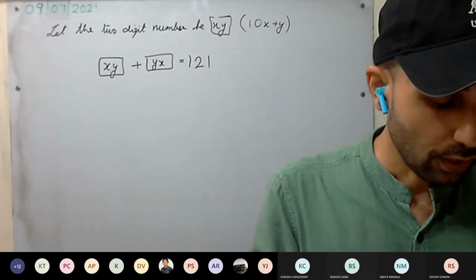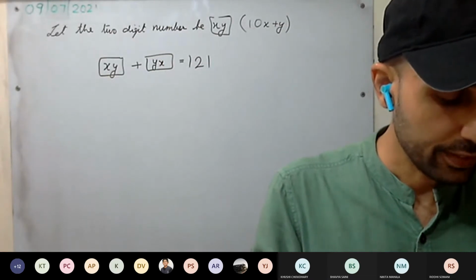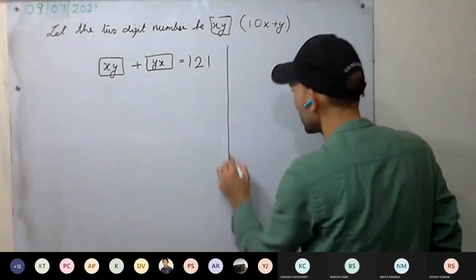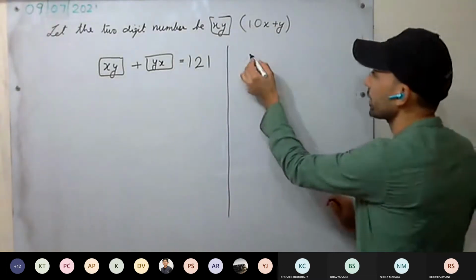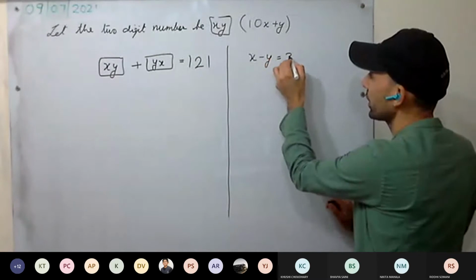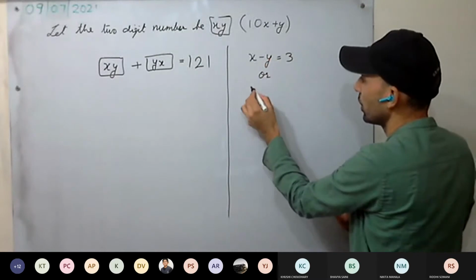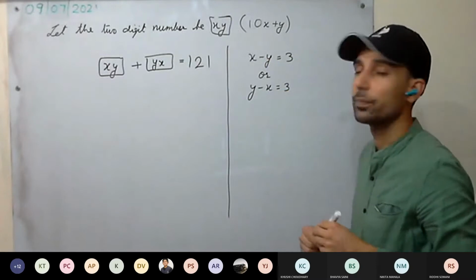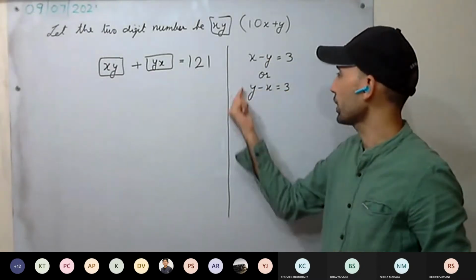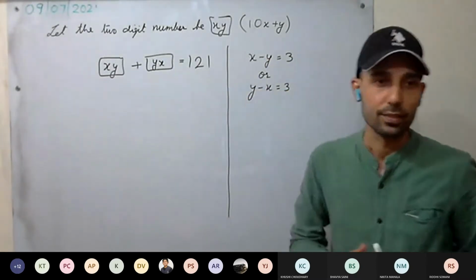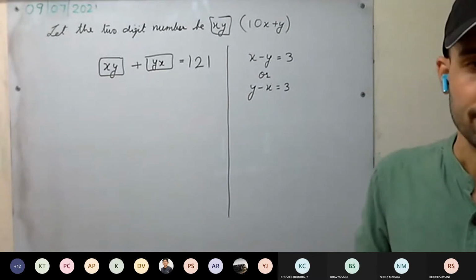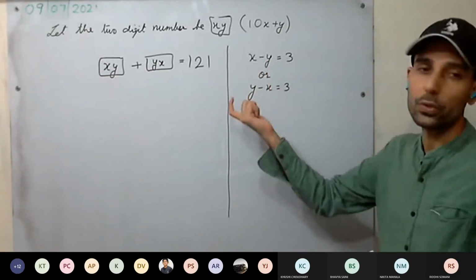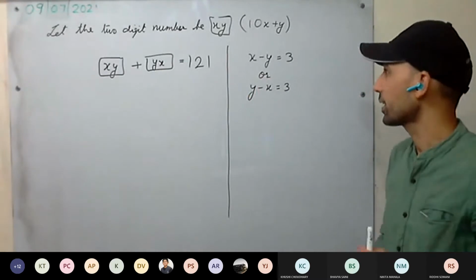If the digits of the number differ by 3, find the number. So second equation, see here, digits differ by 3, it can be x minus y equal to 3 or y minus x equal to 3. Yes or no? So which equation do we have to take? Can anyone tell which equation we have to take? Either one of them or both we have to take. Find it out and tell.